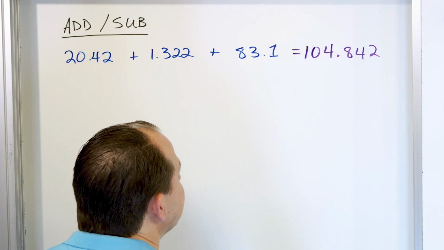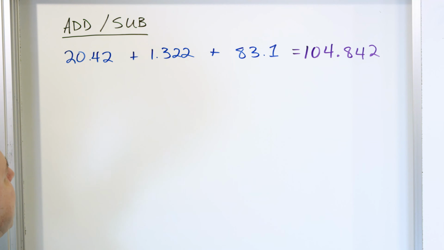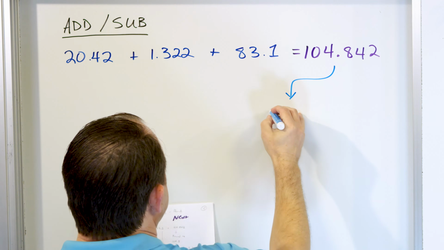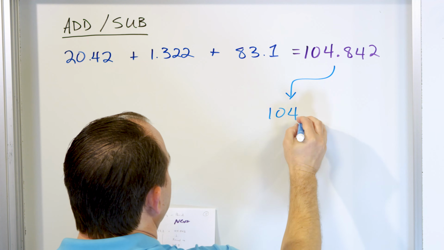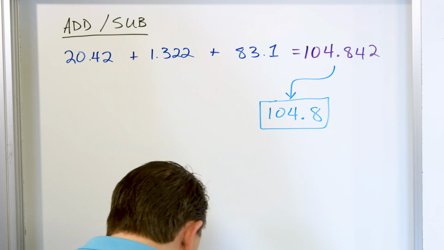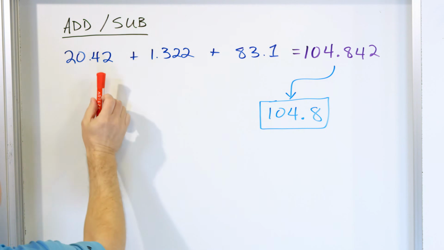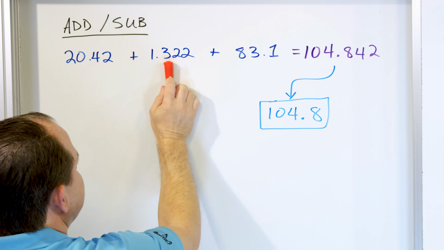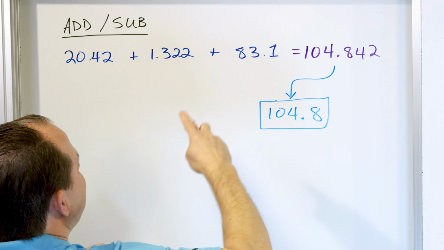The rule for addition and subtraction is that you're going to round this number, and what we're going to round it to is 104.8. This is the number we're going to say is the correct value. And the reason is because this number has 2 digits after the decimal. This number has 3 digits after the decimal. This number has 1 digit after the decimal.